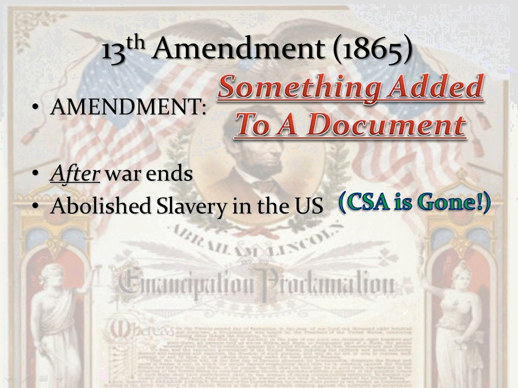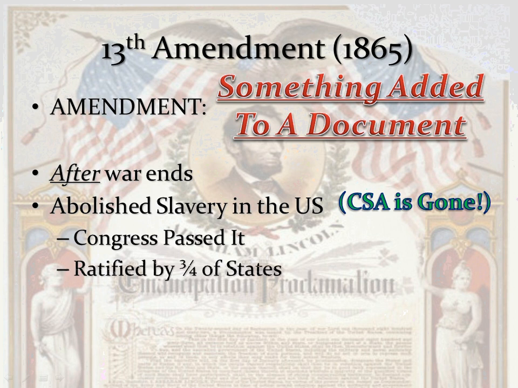Who makes and passes an amendment to the Constitution? If it wasn't Lincoln who did this, who freed the slaves? Hannah? Congress freed the slaves. Congress passed this amendment, and once Congress passes this amendment, it has to be ratified by 3/4 of the states. 3/4 of the state legislatures have to ratify it.